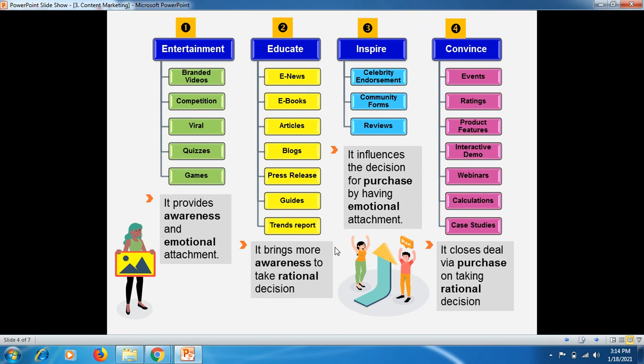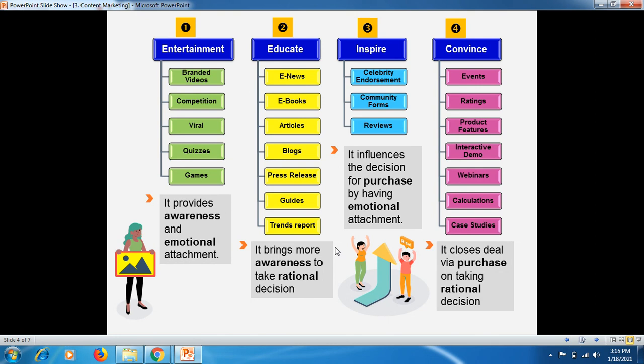Ratings, when somebody has already done the post purchase, they are providing reviews and ratings over there. Product features, like I discussed before, the value and benefits other than your product features you have been providing against your competitor always dominate the consumer purchase decision. And then webinars.